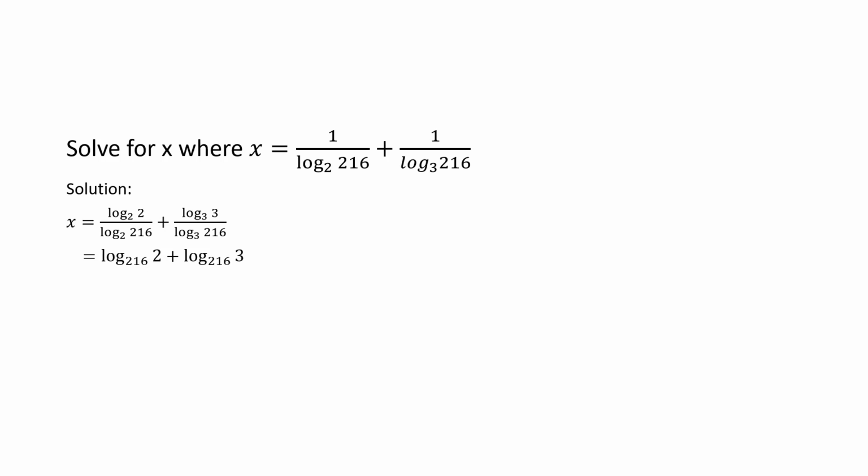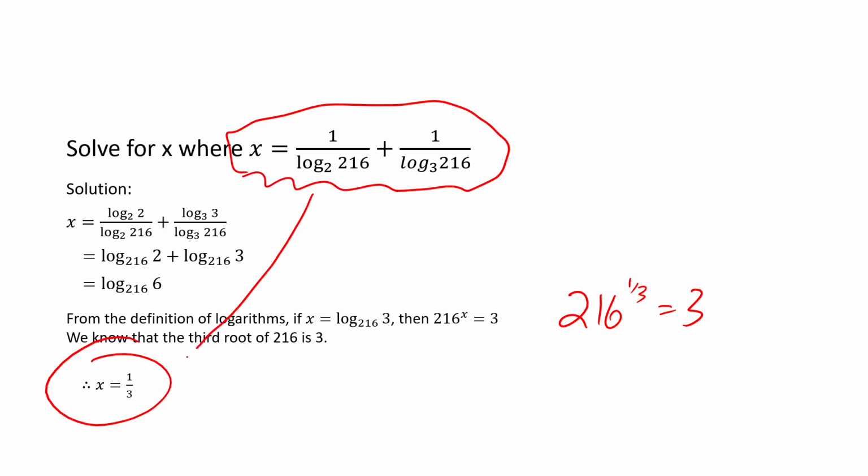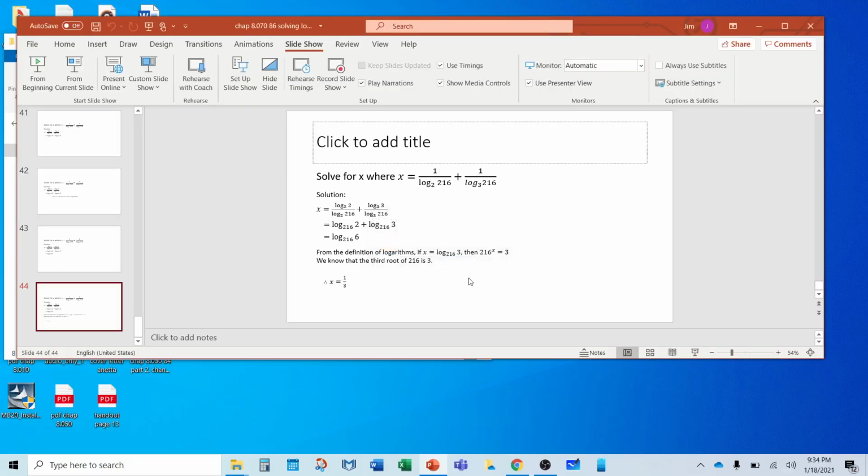Just like that. Now we can use our product rule, and we can say that this is equal to the log base 216 of 2 times 3, which is 6. Now, let's think about what it is we're saying. We're saying x is equal to log base 216 of 6. Well, that would mean that 216 to the exponent x is equal to 6. And from here, we can solve. We know the third root of 216 is equal to 6. So in other words, 216 to the exponent 1/3 is equal to 6. So therefore, x ends up equaling 1/3. So if x is equal to this expression, then that means that x is 1/3. And that's our final answer. And that's our last question in this video.